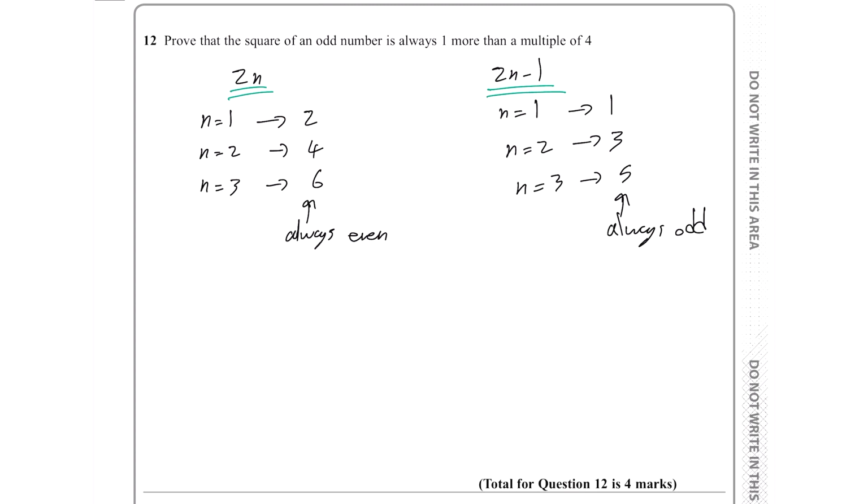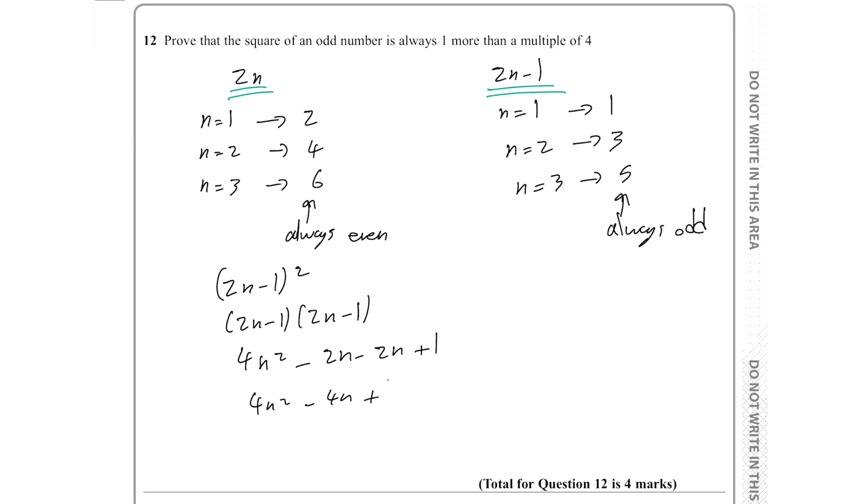So now it's saying prove that the square of an odd number, so that's going to be 2n minus 1 squared, so let's write that out, that's 2n minus 1 times 2n minus 1, is always one more than a multiple of 4. Let's expand that. So that's 4n squared minus 2n minus 2n plus 1. So that's 4n squared minus 4n plus 1.